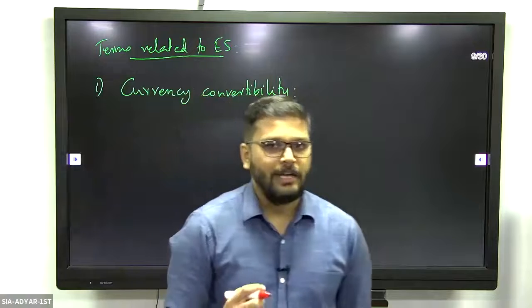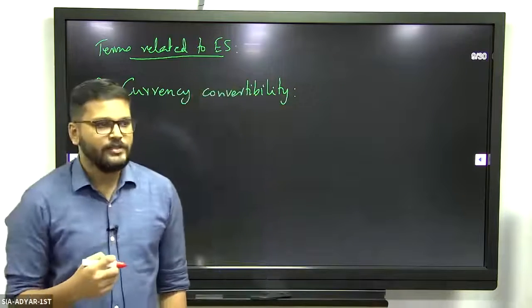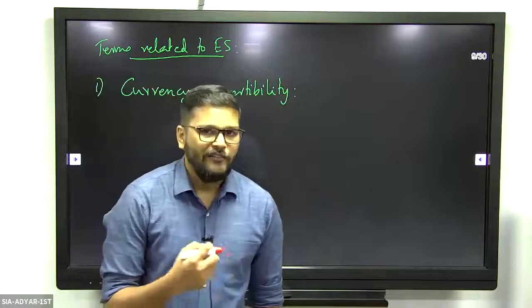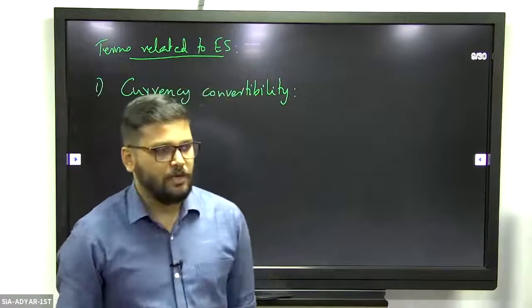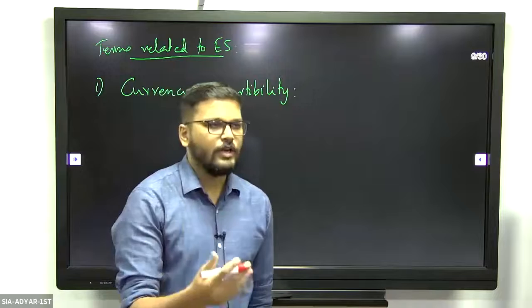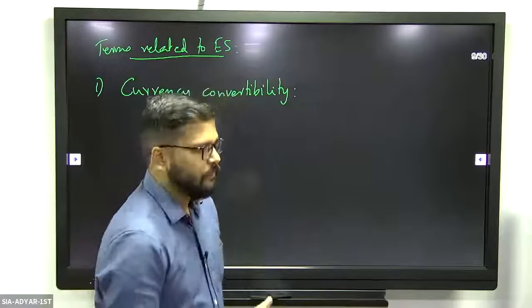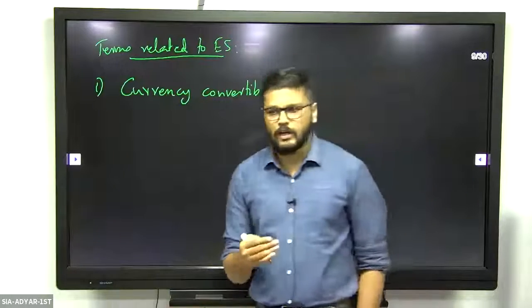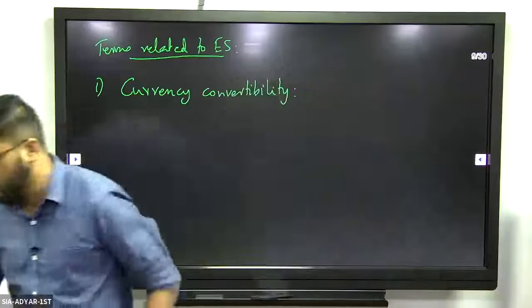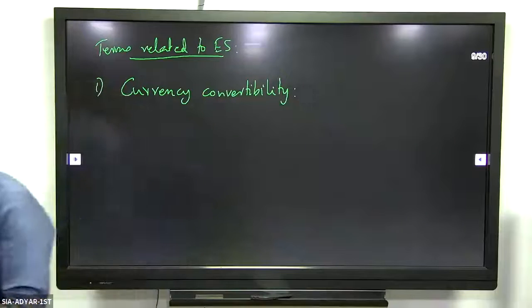Currency convertibility refers, please note this down, currency convertibility refers to the ease with which one currency can be converted to another, which means the foreign currency can be converted to home currency or the home currency to foreign currency. Currency convertibility refers to the ease with which one currency can be exchanged for another, or the home currency can be exchanged for a foreign currency and vice versa.